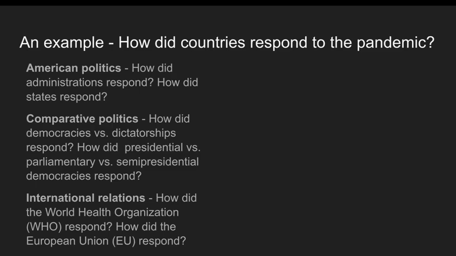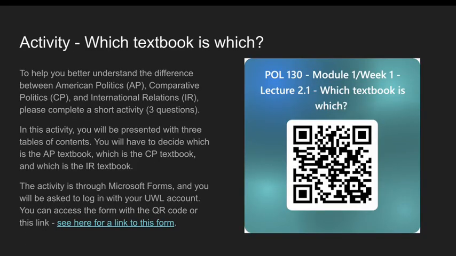Or if we're looking at democracies in general, there are different ways of categorizing them. One way is by executive-legislative systems, which we are going to learn about also in this class. So we might compare how presidential, which is the US, parliamentary, which is the UK, and semi-presidential, which is France, these types of democratic systems responded to the pandemic. And if we were approaching this from an IR perspective, we might look at how the World Health Organization responded to the pandemic versus how the European Union responded.